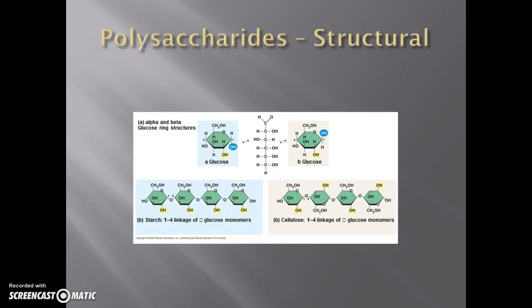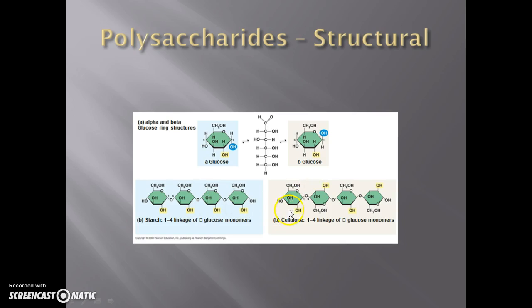Looking at the structural function of polysaccharides, we have to first take note that glucose can take on one of two different ring structures, either the alpha or the beta. Notice the location of the hydroxyl group, which is the OH, at the end. This creates different glycosidic linkages to occur, resulting in slightly different polymer structure, as we see down the bottom here with starch and cellulose.